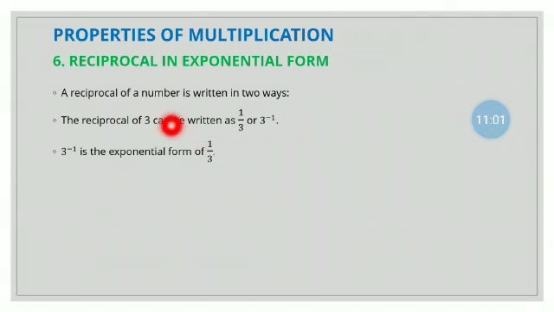The sixth property, reciprocal in exponential form. The reciprocal of a number is written in two ways. The reciprocal of 3 can be written as 1 upon 3 or 3 inverse. 3 raised to minus 1 is the exponential form of 1 upon 3.